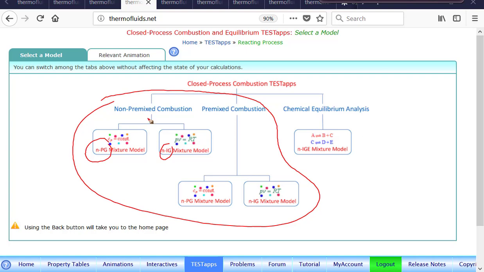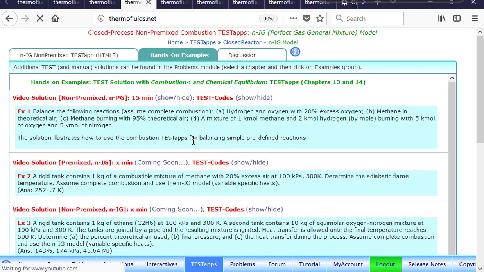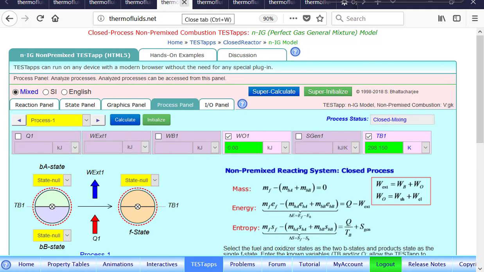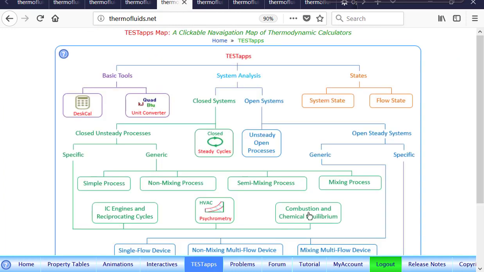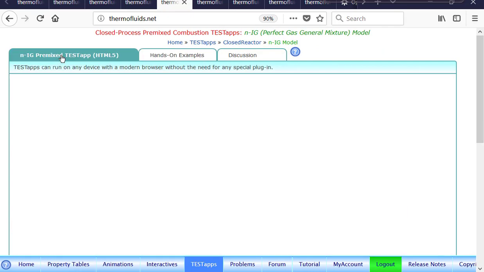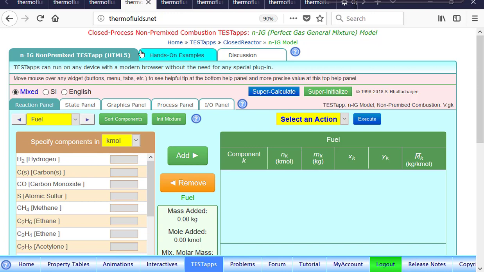Okay, so let us go ahead and launch the test step to just show the distinction between the two. Suppose we have a non-premixed combustion going on here, and let's also launch a premixed app so that I can show the difference between the two. So on this window I have a premixed app, and on this window I have a non-premixed app. Of course, the reaction panel is the same.